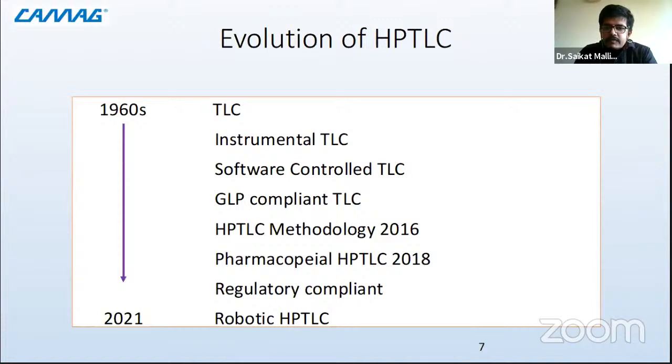So when we talk about the development, the instrumentation started slowly, step by step, as you see in the different steps. The software control came in, and GLP, that is good laboratory practices, compliance was achieved. And slowly in 2016, the HPTLC methodology got affiliation into the United States Pharmacopoeia. It was also adopted by other pharmacopoeial commissions, like the Chinese Pharmacopoeia and the European Pharmacopoeia, WHO monographs, and the Indian Pharmacopoeia also has it. So the technique is officially published, and they have a strategic technique of how it is done.